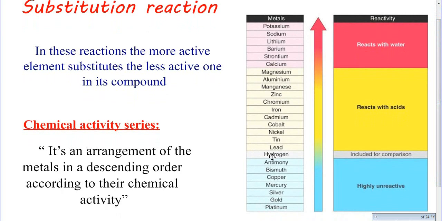We have an important element in this series, called hydrogen, which exists in water and in all acidic solutions. I will tell you an important piece of knowledge: all elements which precede hydrogen in the chemical activity series can replace hydrogen in water and in acidic solutions. But all elements which follow hydrogen in the chemical activity series cannot dissolve in water or replace hydrogen in acids.